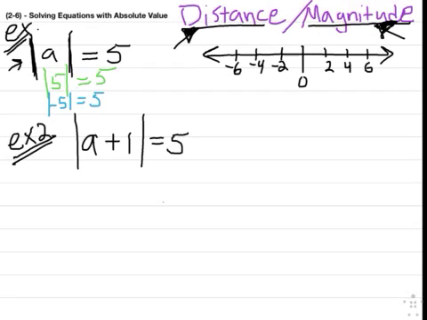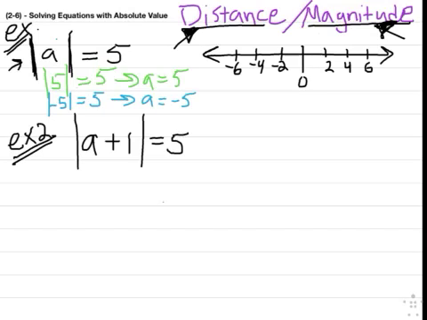So this implies that A equals 5, and this one implies that A equals negative 5. Because I can put in a 5 here and I get 5, and I put in a negative 5 here and I get 5.